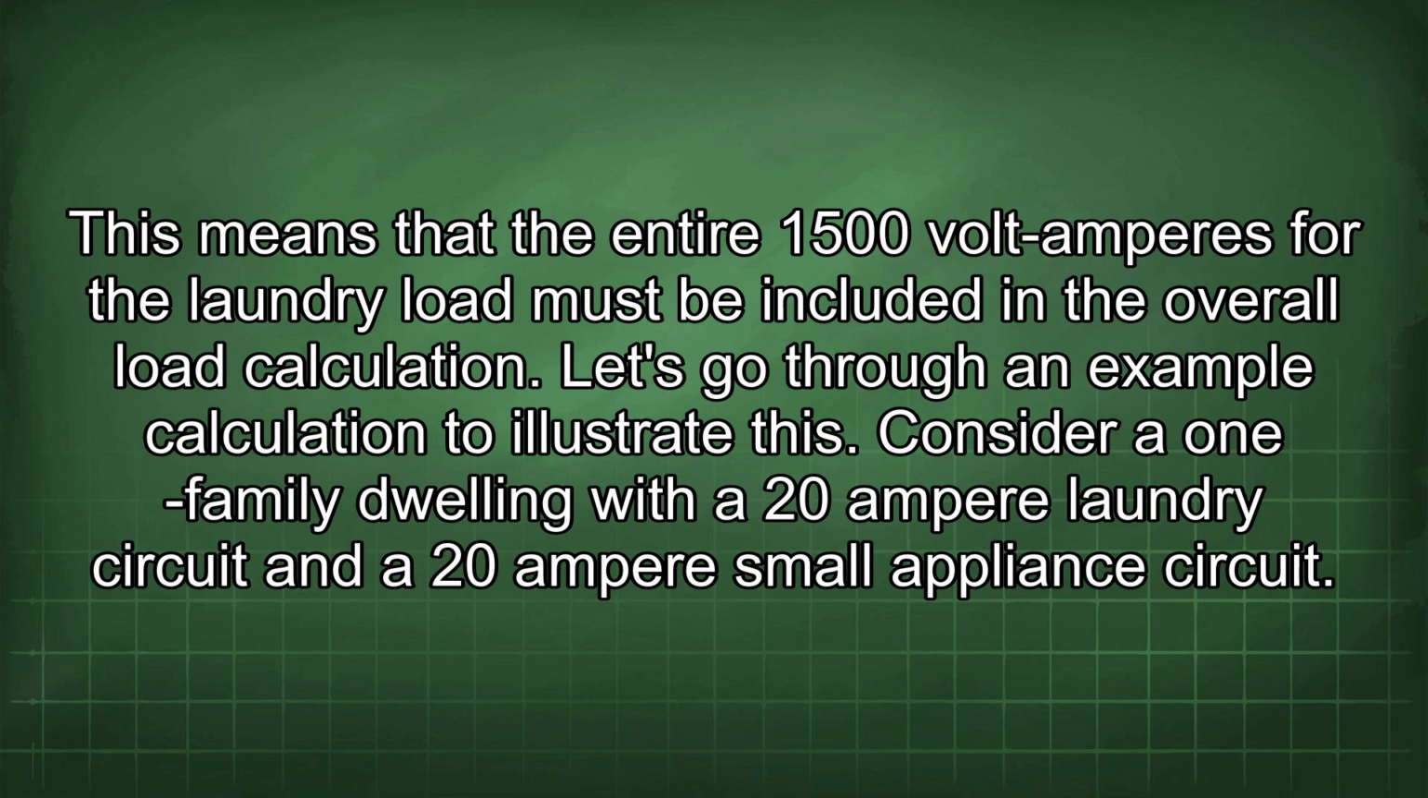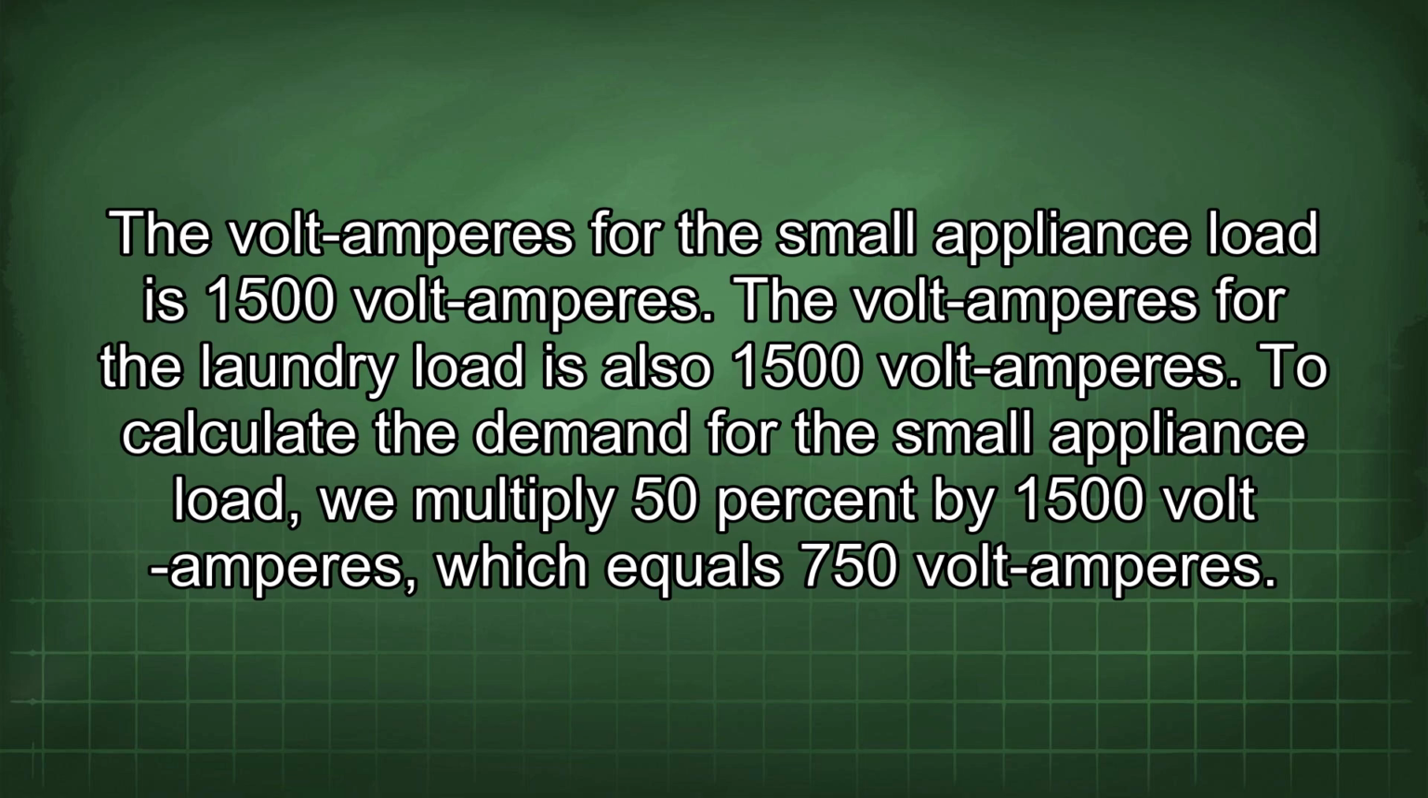Let's go through an example calculation to illustrate this. Consider one family dwelling with a 20 ampere laundry circuit and a 20 ampere small appliance circuit. The volt-amperes for the small appliance load is 1500 volt-amperes. The volt-amperes for the laundry load is also 1500 volt-amperes.